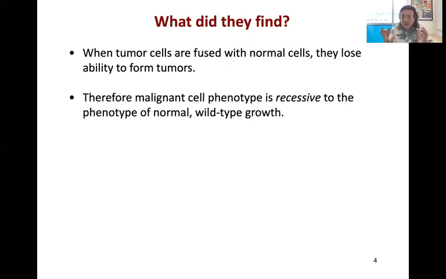So in other words, this was the first evidence that there must be things that are present in the normal cell that keep things in check, keep these oncogenic pathways turned off, and that these, whatever these are, have somehow gotten lost during the transformation into cancer. So that if you then fuse them back together again, you're essentially restoring the presence of these tumor suppressor factors in there.